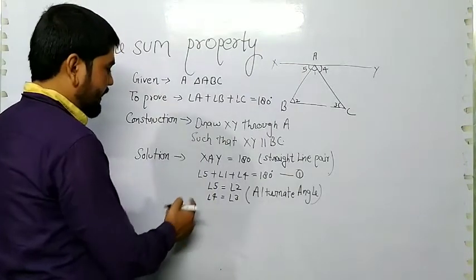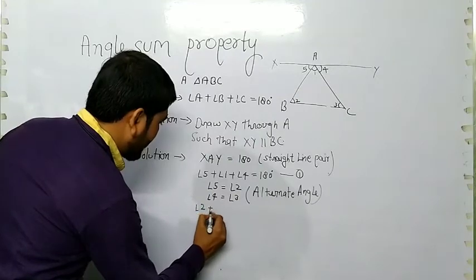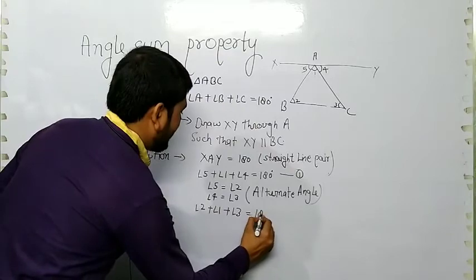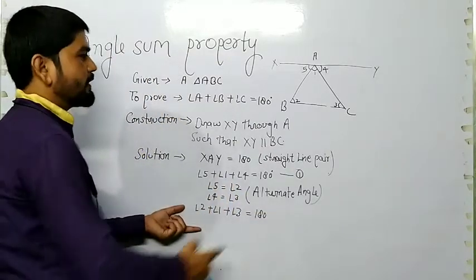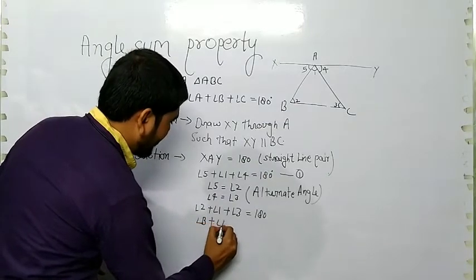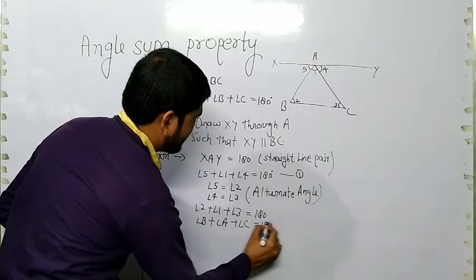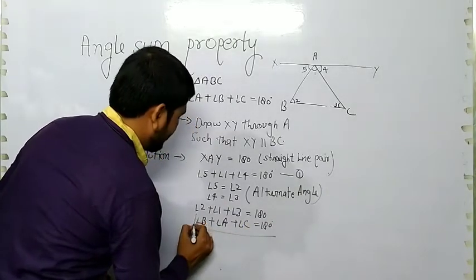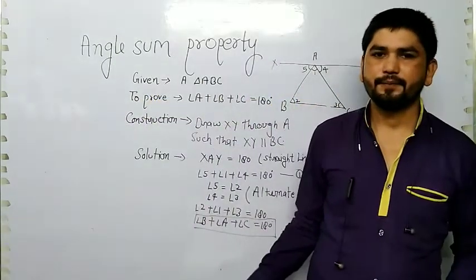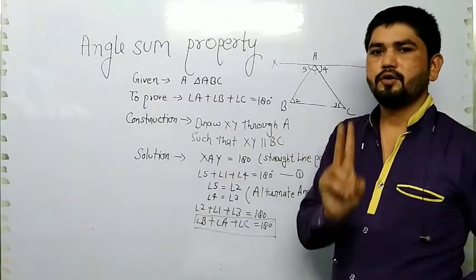The equation is angle 5 as angle 2 plus angle 1 plus angle 4 as angle 3 is equal to 180. And angle 2 is angle B, angle 1 is angle A and angle 3 is angle C. What is coming, guys? Angle A plus B plus C is equal to 180. You can also write it in sequence. Any problem?